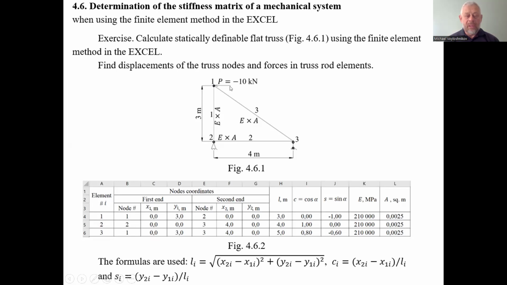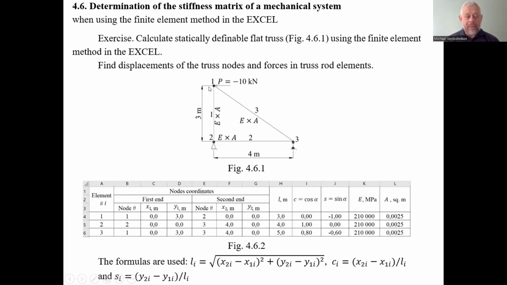At the first node, a force directed leftward is applied. The force is 10 kilonewton. Node 2 is supported, we have a fixed support. This is a hinge. All nodes are hinges.